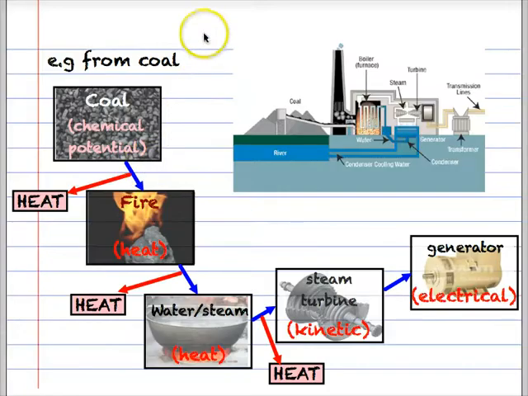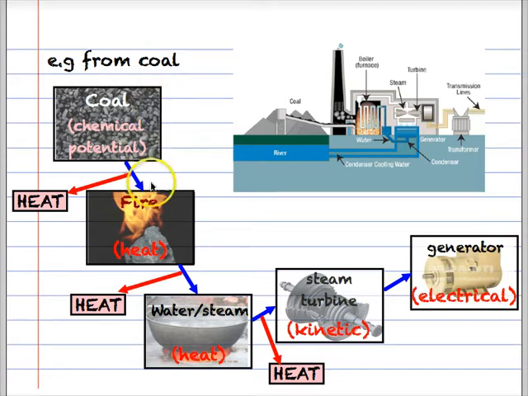Let's look at another one, electricity generated from coal. So the coal is burnt. Coal has chemical potential energy. When it's burnt, heat is released. The heat is used to heat up water to generate steam. The high pressure steam blows out at very high speed and turns a steam turbine, which has kinetic energy. And then that kinetic energy is turned into electrical energy in a generator.